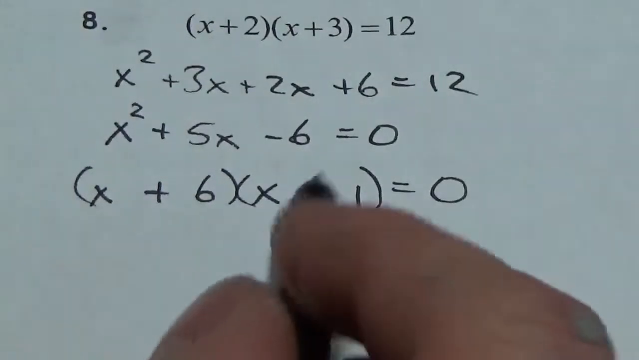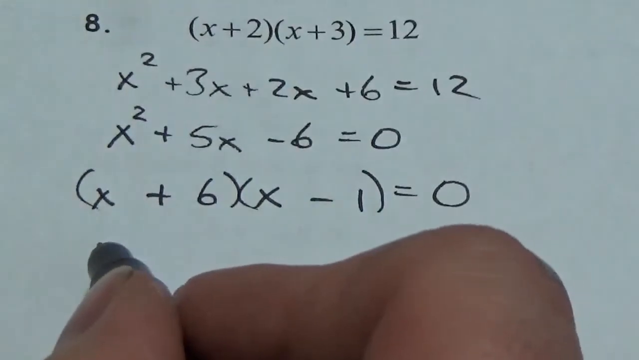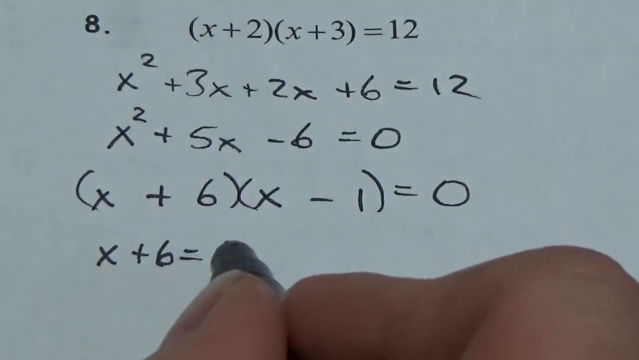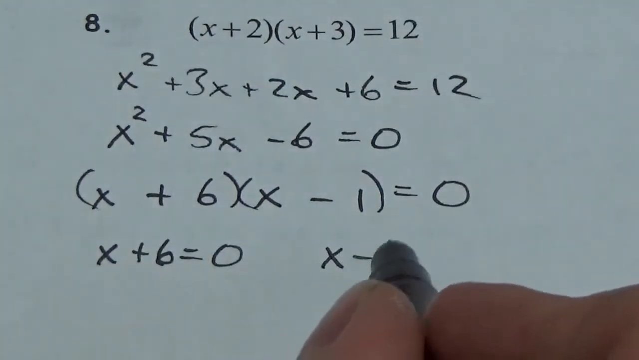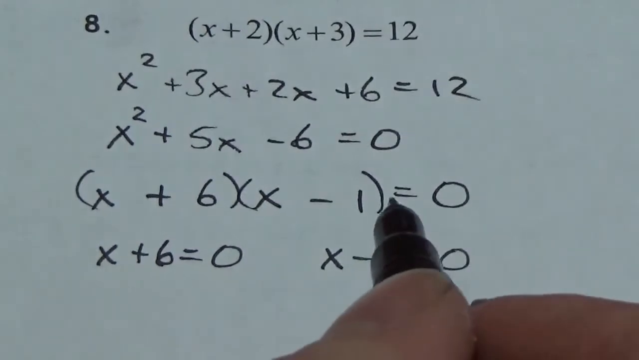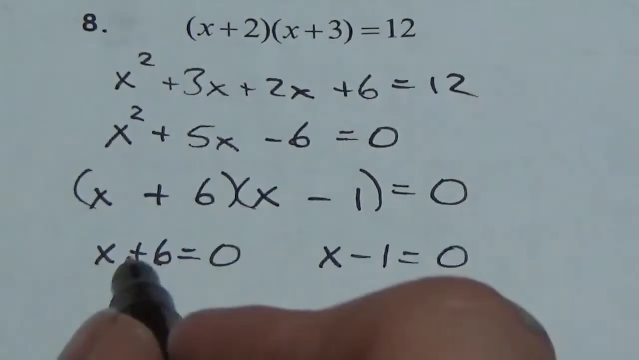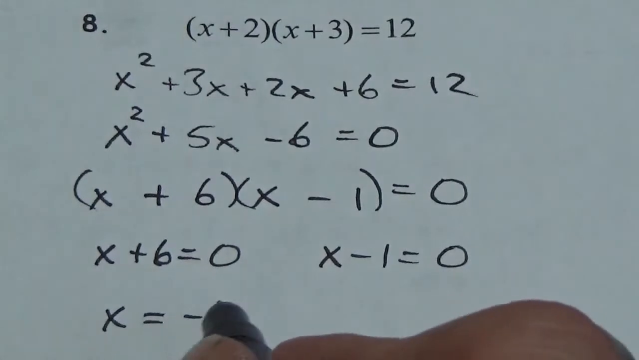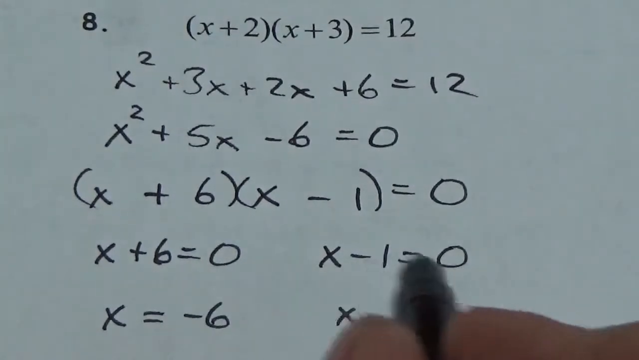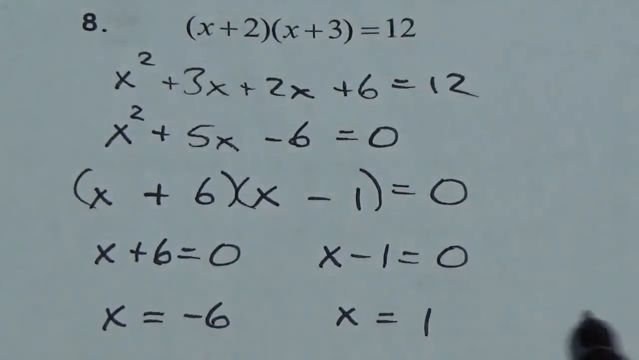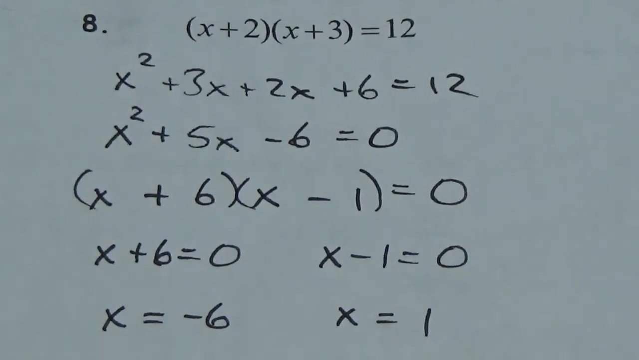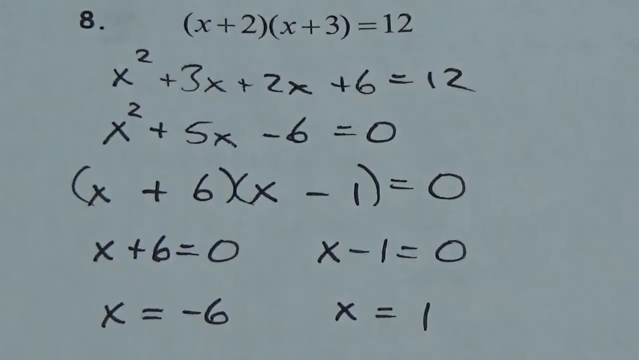And so now I've got these two factors multiplied together giving me 0. So either the x plus 6 factor is equal to 0, or the x minus 1 factor is equal to 0. In which case I'll bring that 6 over and I'll get x is equal to negative 6. And here I'll bring the 1 over and I'll get x is equal to positive 1. And so there are my two solutions, negative 6 and positive 1.